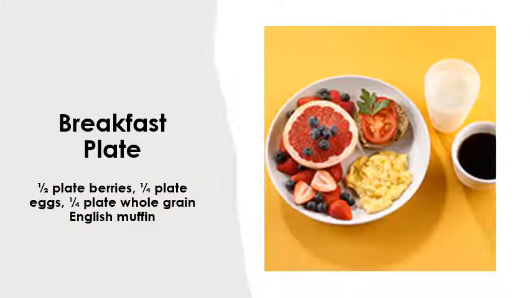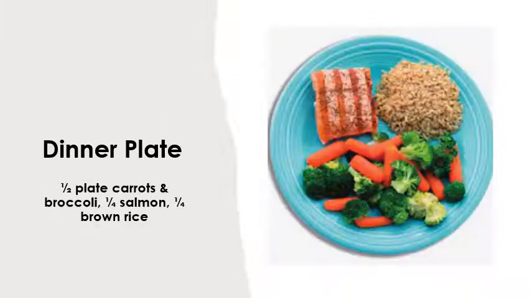Here's an example of the breakfast plate. So you see here you've got half a plate for those nice colorful berries, a quarter of your plate eggs, and a quarter of your plate is that whole grain English muffin. Here's an example of a dinner plate. You've got half of your plate carrots and broccoli, so non-starchy vegetables. A quarter of your plate is the salmon, and a quarter of your plate is the brown rice.